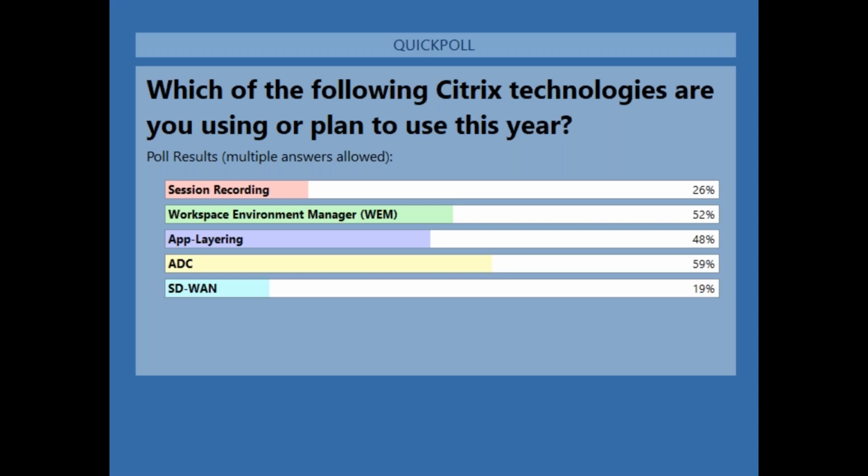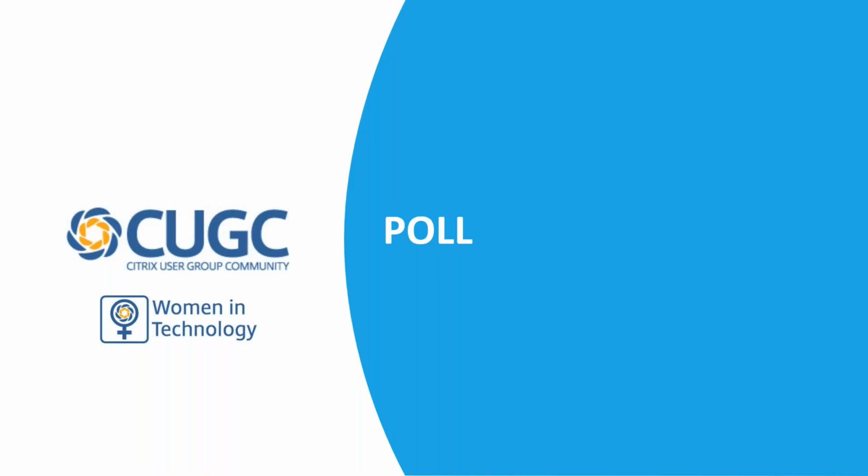That's okay. So I can tell you that the bookends are session recording and SD-WAN. And WEM, app layering, and ADC are hovering around the middle there, 52% for WEM, app layering 48, and ADC wins at 59. Okay, great. Thanks for that. That helps.